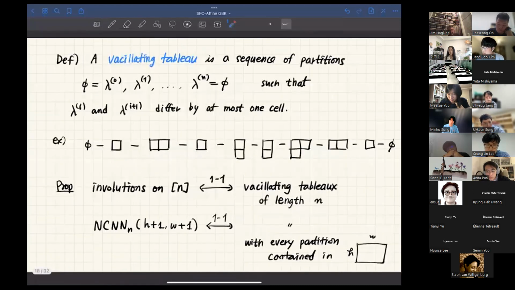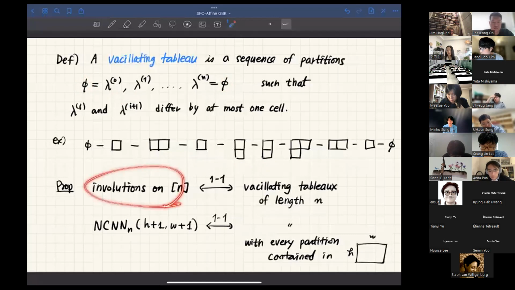And for the other side, we need this object called a vacillating tableau. So this is again a sequence of partitions, but it starts from the empty partition and ends with the empty partition. And two consecutive partitions differ by at most one cell. So we can either add one cell or delete one cell, or the two consecutive partitions could be the same, just like this.